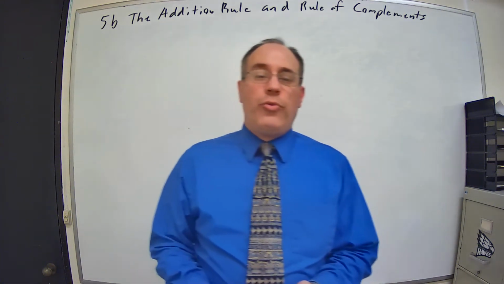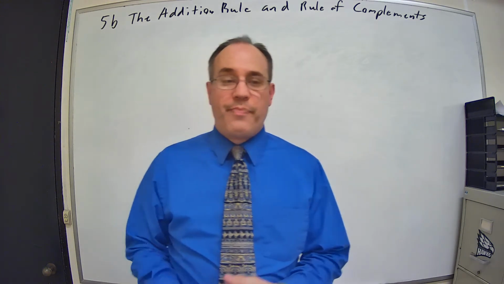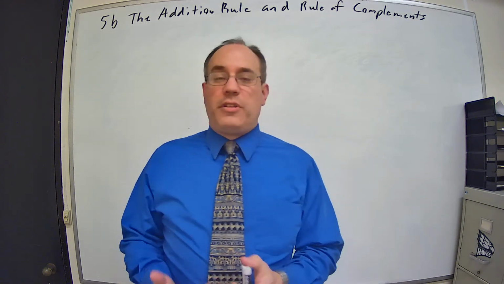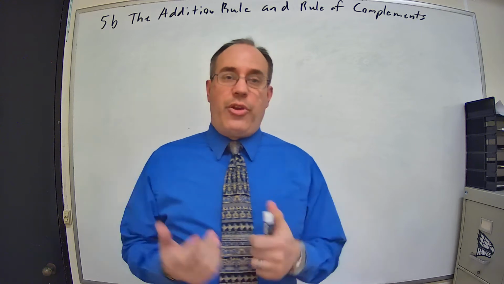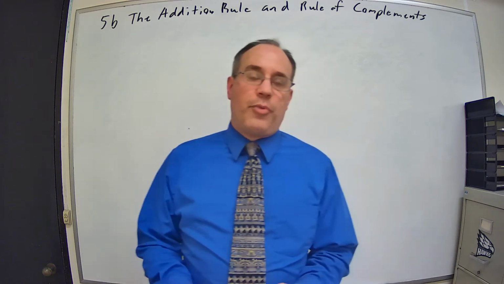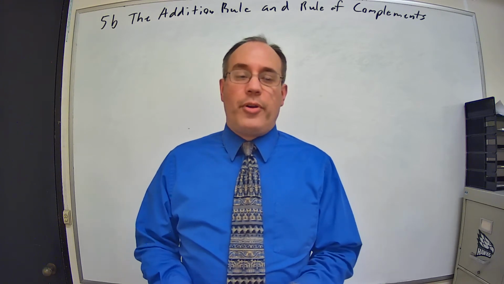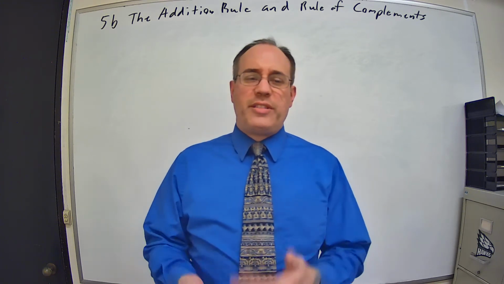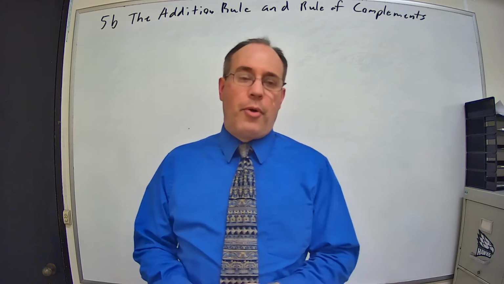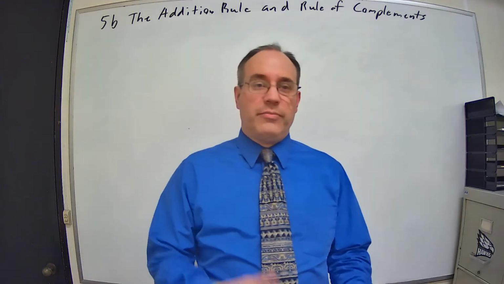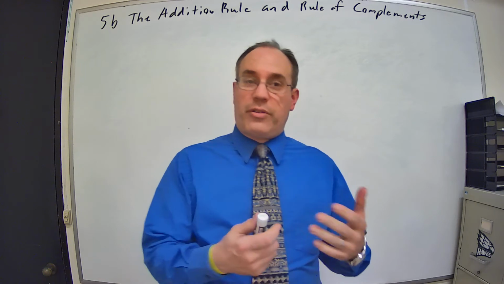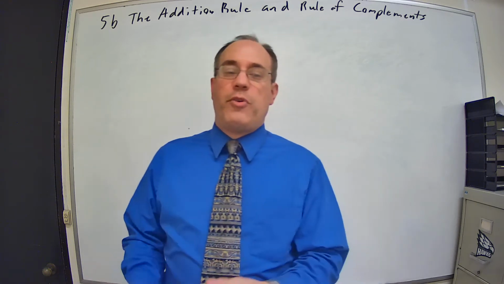5B, the addition rule and the rule of the complements. Previously we talked about theoretical probability and classical probability, experimental and empirical probability, dealing with single things happening. The probability that event A occurs is this, and we found it either theoretically or experimentally.